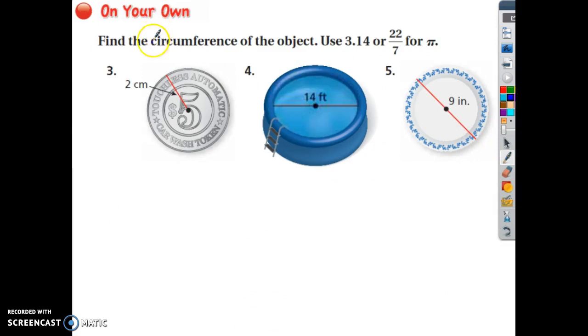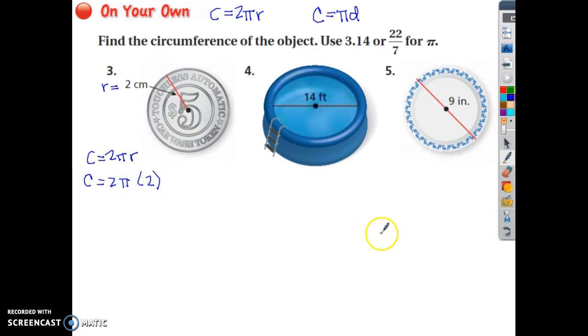In example 3, or on your own 3, I see that this little red segment is representing the radius of the circle. So the radius is equal to 2 centimeters. I have two formulas to pick from. Circumference equals 2 times pi times the radius, or I could choose circumference equals pi times diameter. Since they give me the radius of the circle, I'm going to go ahead and use circumference equals 2 times pi times the radius. So circumference equals 2 times pi, and my radius in this example is 2.